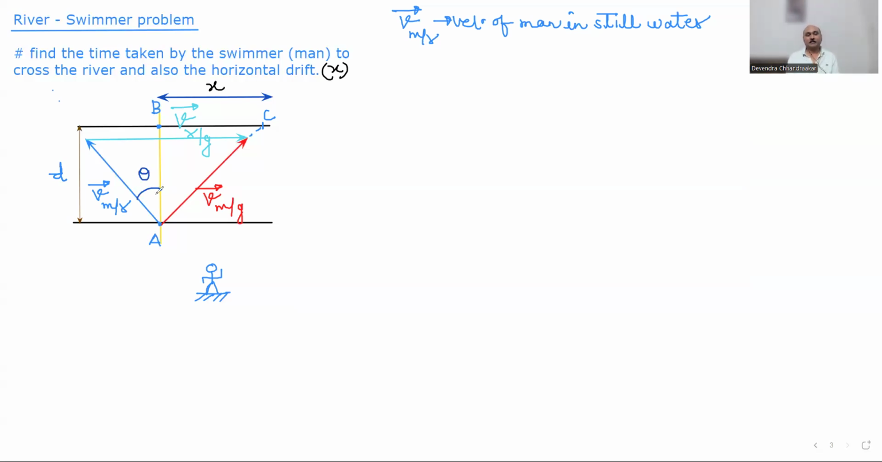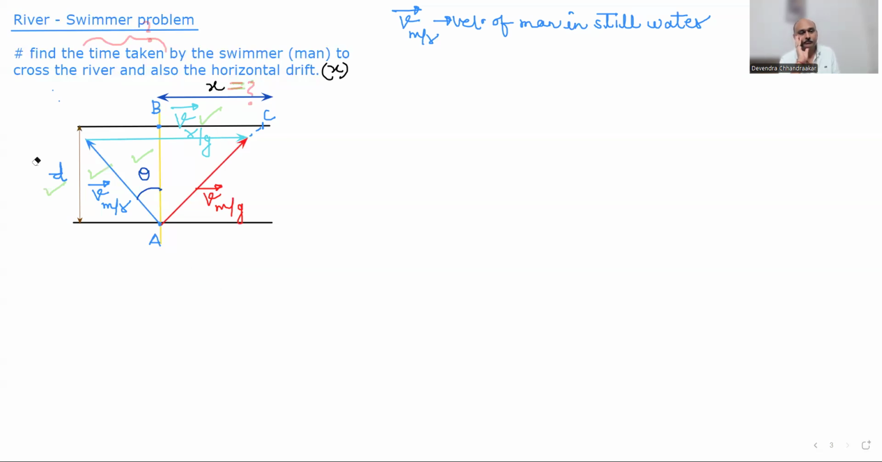This is theta, right? So what we know here, what we are aware about in this question, is theta. We know theta. All the green ticks, we are all aware about it. VMR, velocity of man in still water, VRG and D. So these four things we are aware of. What do we want to find? We want to find this x, and also we want to find this time taken. Okay. So these are two things which we want to find.